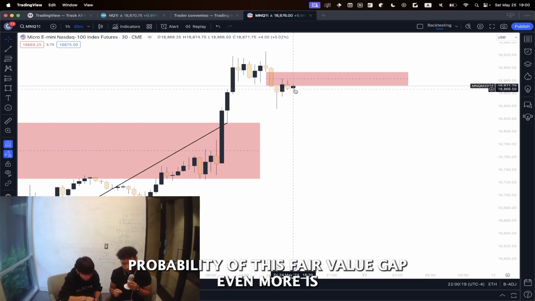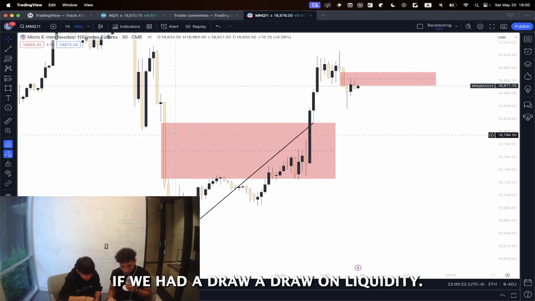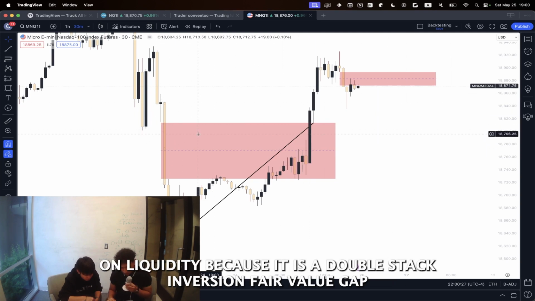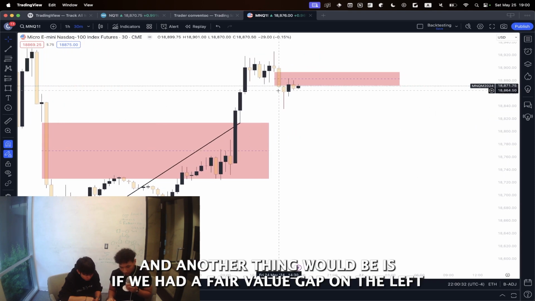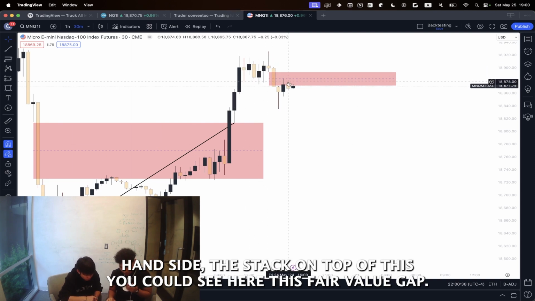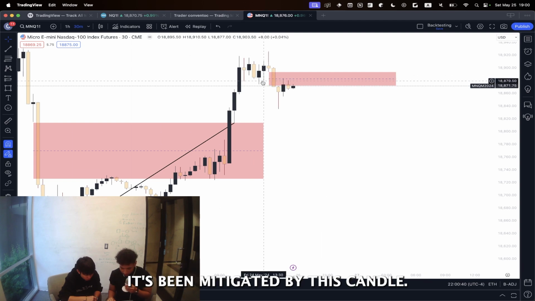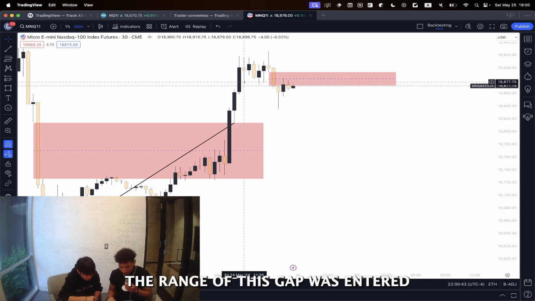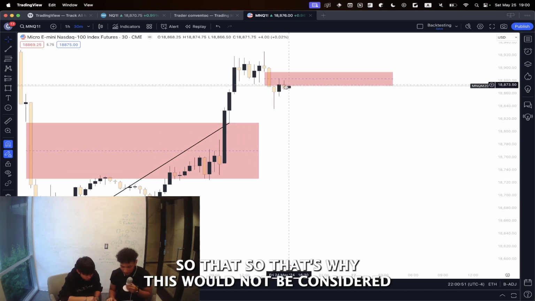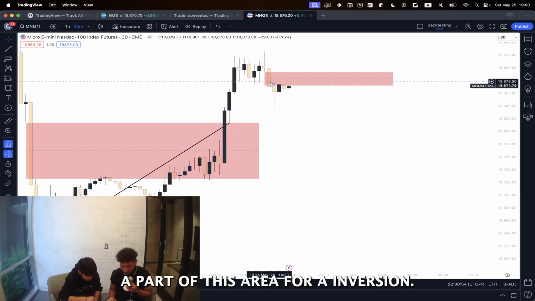The only other thing that could increase the probability of this fair value gap even more is if we had a draw on liquidity on the downside for price to return to. I would not consider this a draw on liquidity because it is a double stack inversion fair value gap. Another thing would be if we had a fair value gap on the left hand side to stack on top of this. You could see here this fair value gap has been mitigated by this candle. The range of this fair value gap was entered by this candle. So that's why this would not be considered a part of this area for an inversion fair value gap.